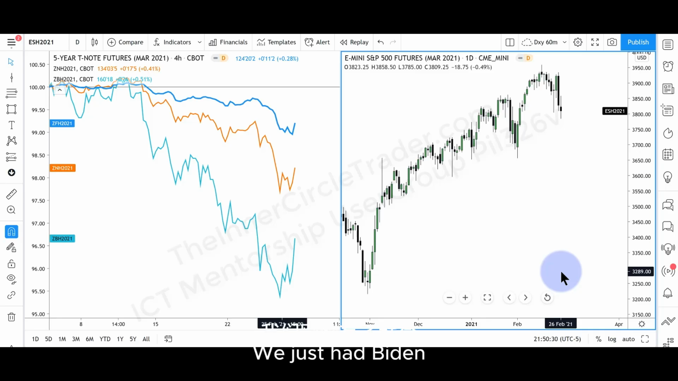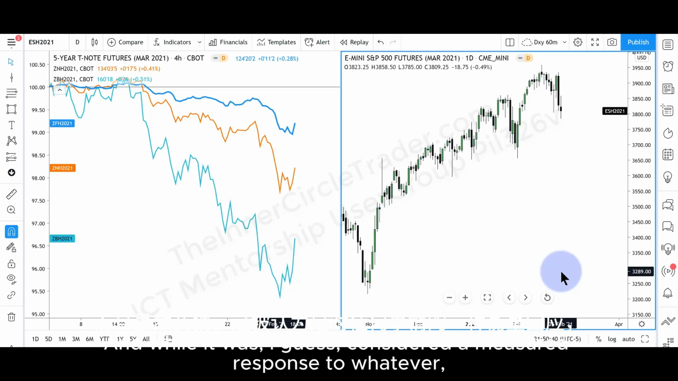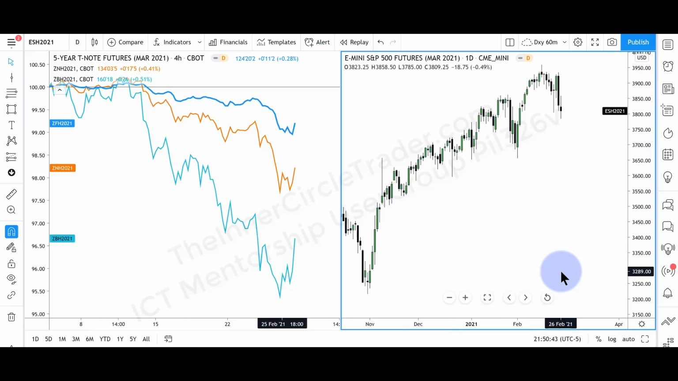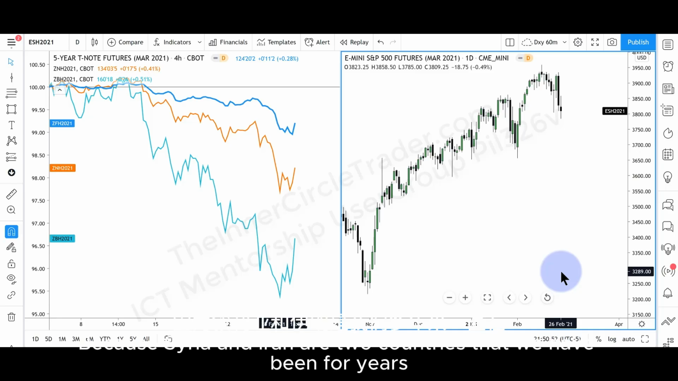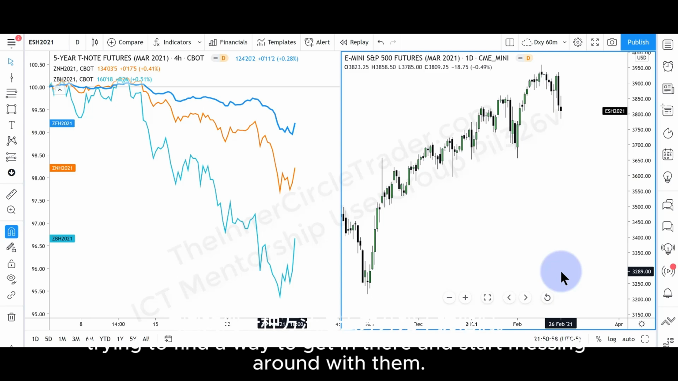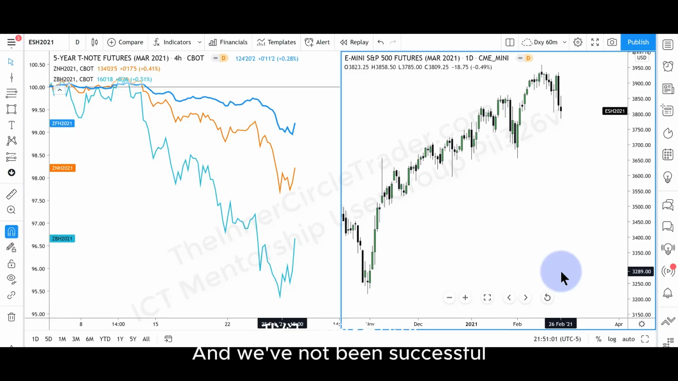We just had Biden come out and attack Syria, and while it was, I guess, considered a measured response to whatever, we're right back into that Syrian and Iranian conflict that they want, because Syria and Iran are two countries that we have been for years trying to find a way to get in there and start messing around with them, and we've not been successful up until now. We've done a little bit, but a lot of nations in the Middle East have fallen victims to the United States form of democracy. Okay.